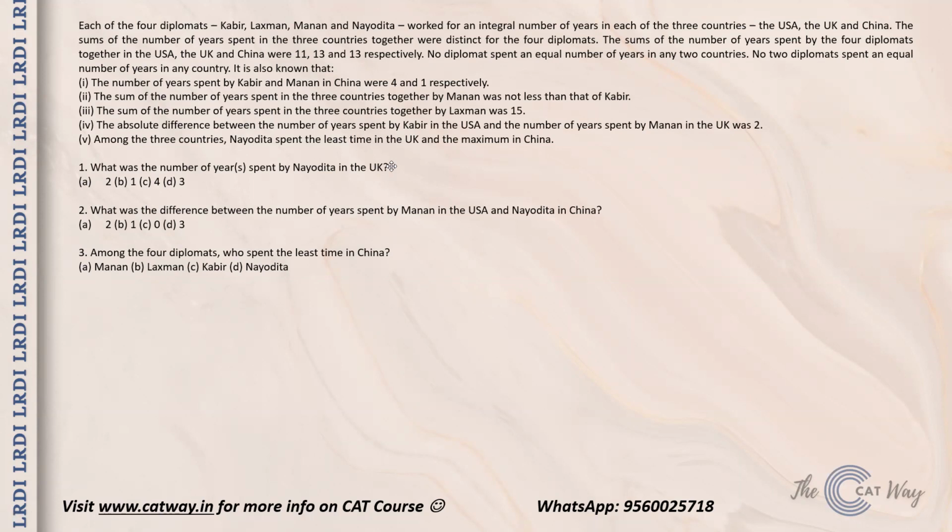No diplomat spent an equal number of years in any two countries, and no two diplomats spent an equal number of years in any country. So it's a classic distribution set. Let's first make our table.